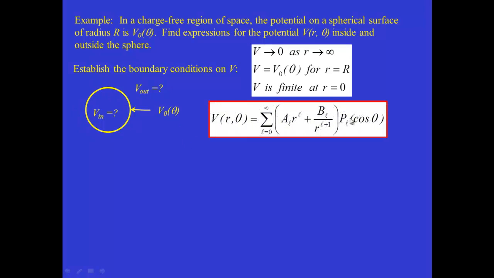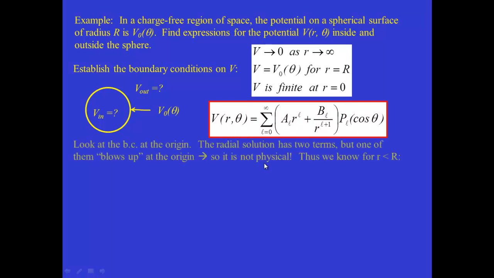So here's our general solution from the previous slide. What we need to do is apply these boundary conditions one by one, use this solution, and figure out information about these constants, A sub L and B sub L. So first of all, let's look at the boundary condition at the origin. The radial solution that's in parentheses here has two terms. As r goes to 0, the first term would be just 0 to the nth power, so it would go to 0. That's okay. It doesn't blow up.